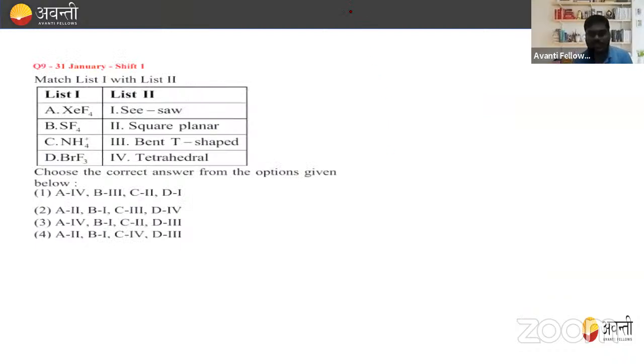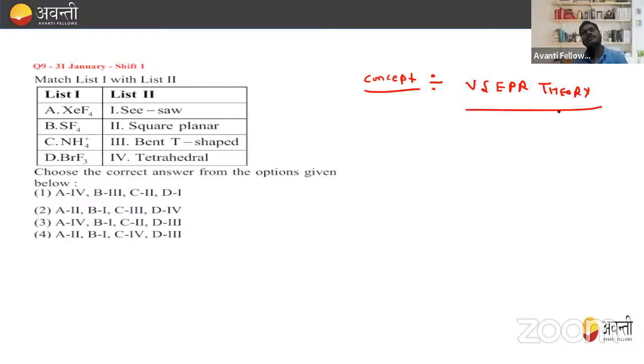Now, next move to the next question. And this question is very important. What is the concept behind this question, beta? The concept is valence shell electron pair repulsion theory, that is VSEPR theory. So this question is totally based upon the VSEPR theory. Okay. So how can you predict the shape?